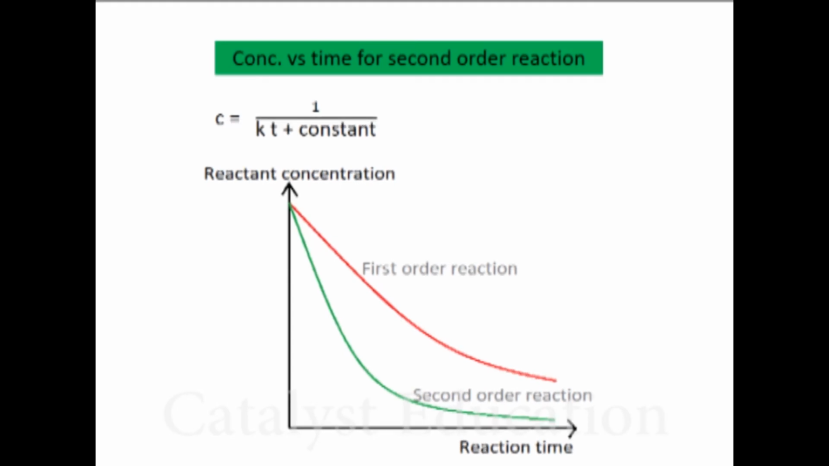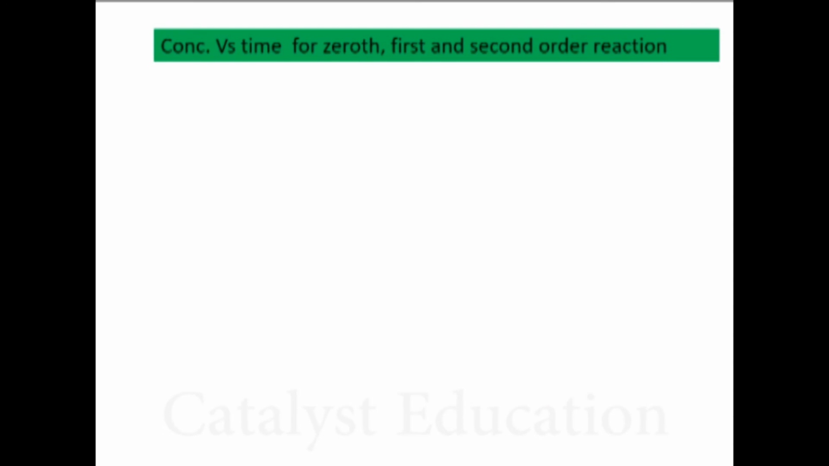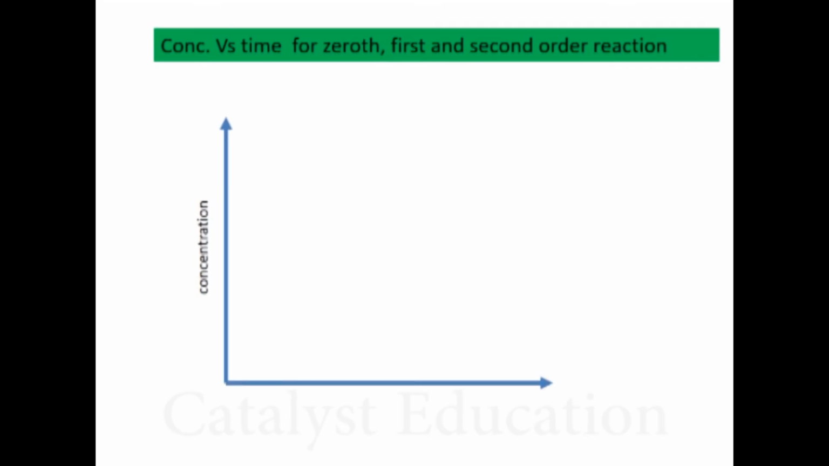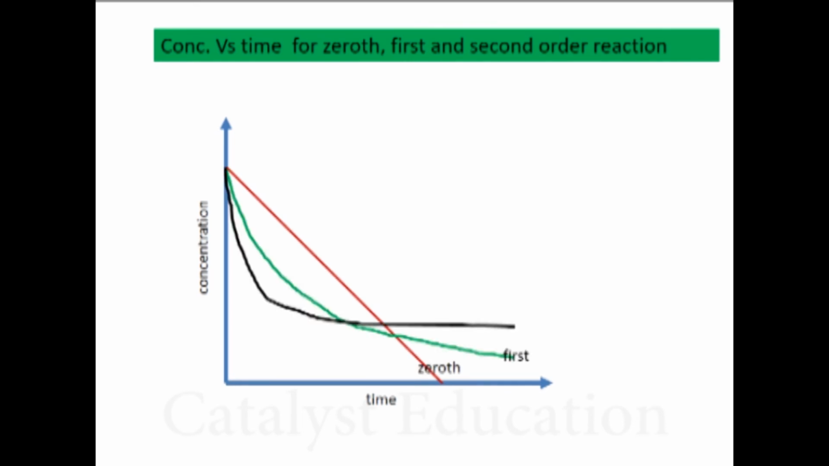Concentration versus time for the zeroth, first and second order reaction in the same graph. Concentration in the y-axis and time on the x-axis. This is zeroth order, first order and the second order. It will be easier for the candidate to compare.